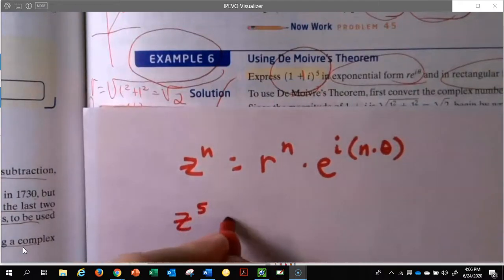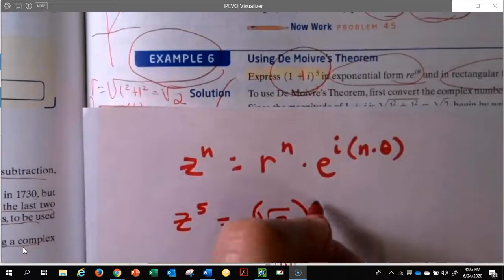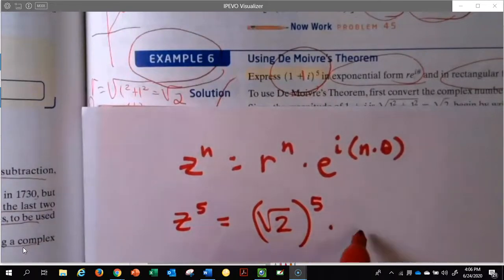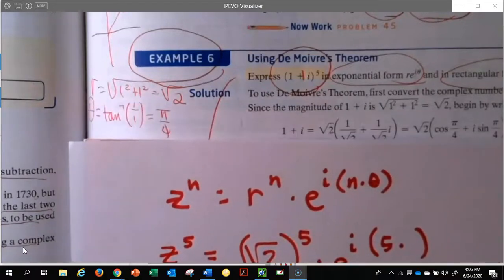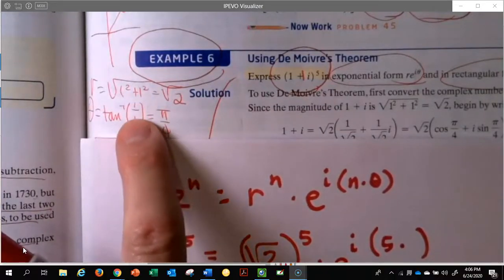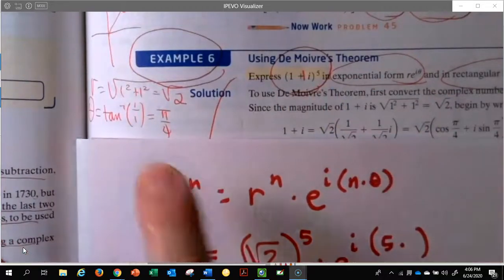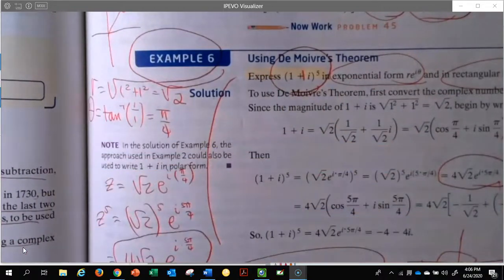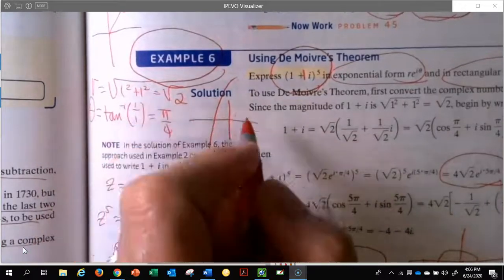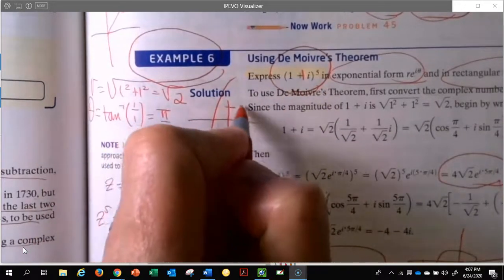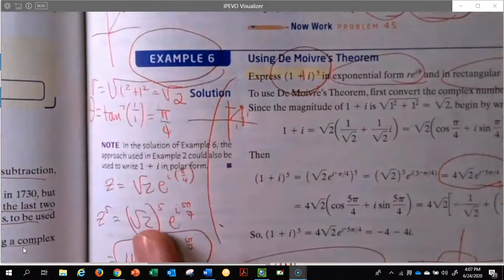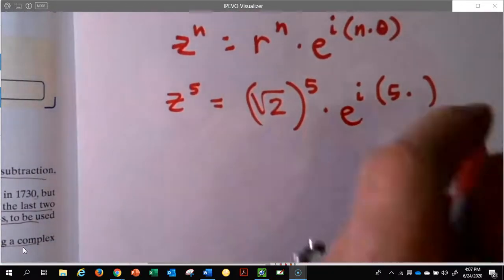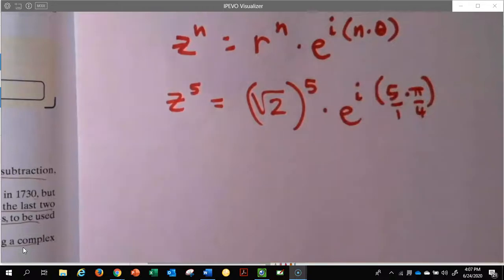So in this case, I'm doing z to the 5, and I have square root of 2, and I need to send that to the 5th power, times e to the i times 5 times whatever my theta is. And my favorite is doing the inverse tangent of our y over x. But then also I have to think, what quadrant am I in? And in this case, when I've got 1, 1, that puts me in the first quadrant. And if I have a 1 over a 1, that is screaming pi over 4. And so that's where we're going to use pi over 4. And so I'm putting in pi over 4. I'm going to put that 5 over 1.